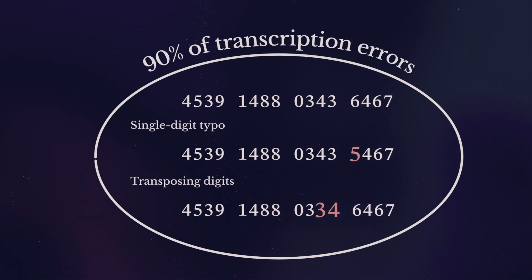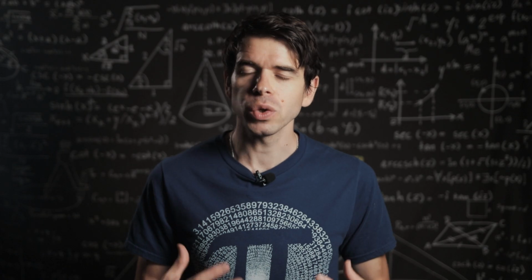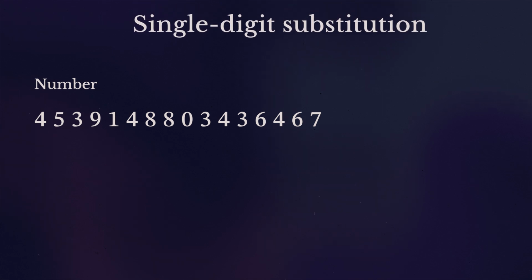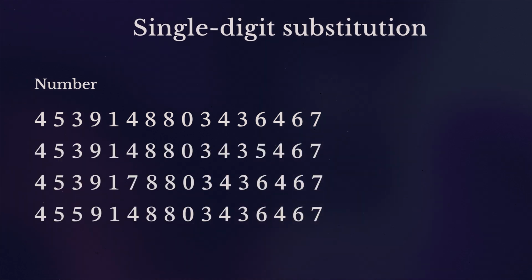Together, those 2 account for nearly 90% of numeric transcription errors according to quite an outdated study of Dutch postal data. But what can the Luhn algorithm actually catch? The Luhn algorithm can catch every single digit substitution, 100%.